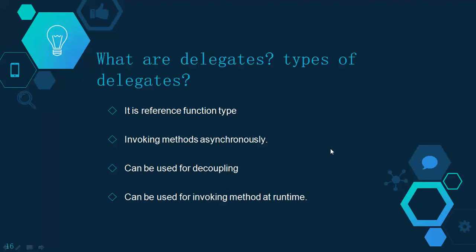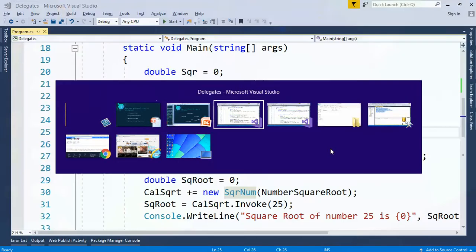What are delegates and types of delegates? Delegates are actually reference function types. A delegate holds a reference to a function and we can invoke it. It can be invoked asynchronously, and it can be used for decoupling, because if there is any change inside the function, it won't affect anything for the delegate to invoke that method. Also, it is used for invoking methods at runtime. Let's see the example.